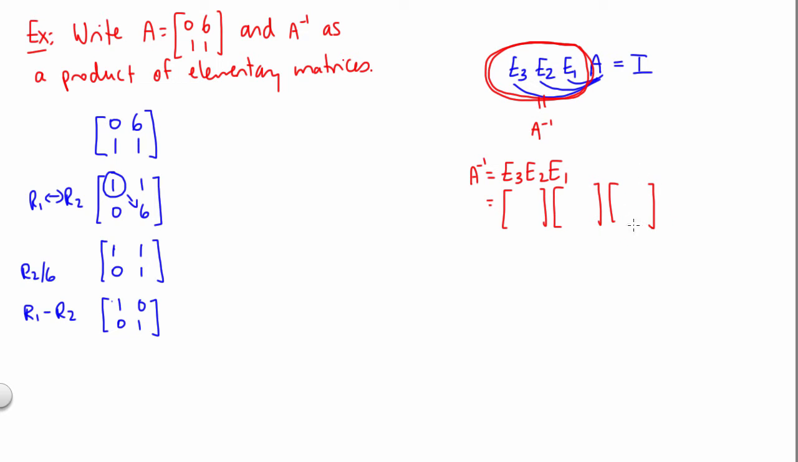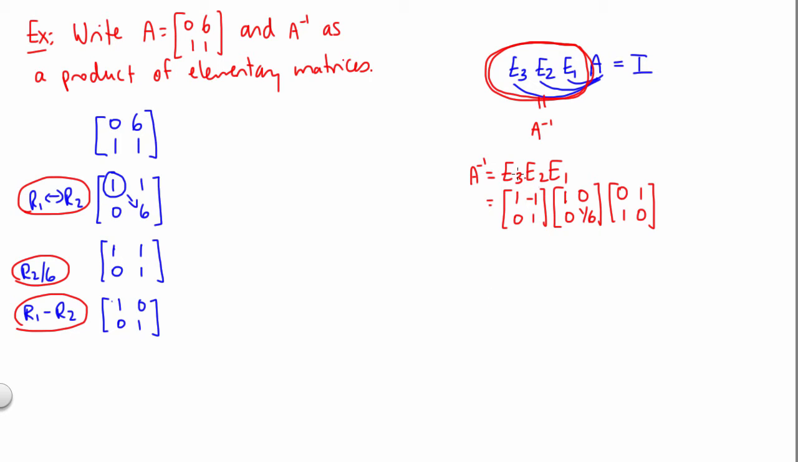So on the far right here, we've got E1. That was the first operation that we performed. We swapped row 1 and row 2. So the elementary matrix that does that is this matrix right here. Second operation that we did, we took row 2 and divided by 6. So that's our elementary matrix for that operation. And the last thing we did was we replaced row 1 with row 1 minus row 2. So the matrix that does that is this matrix here.